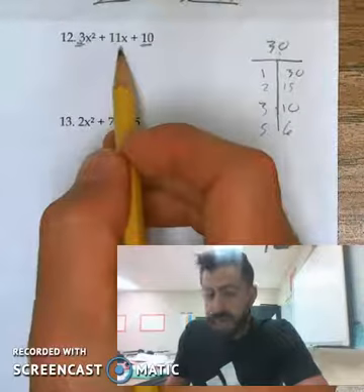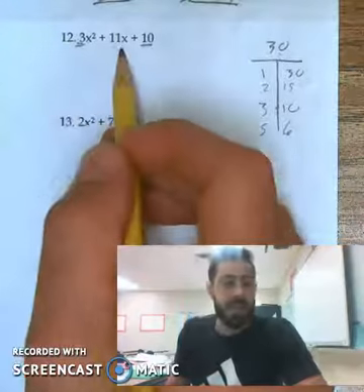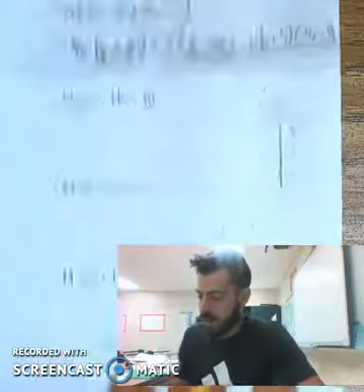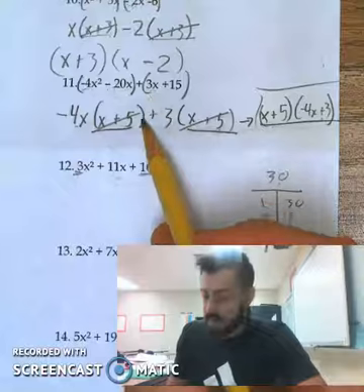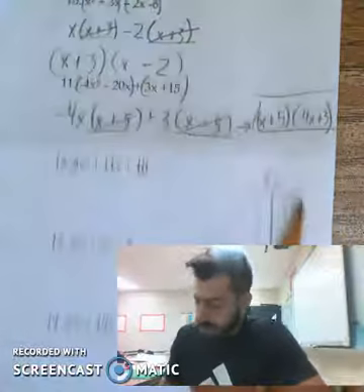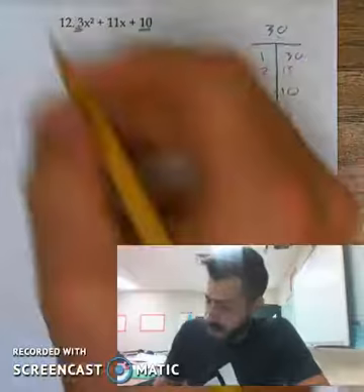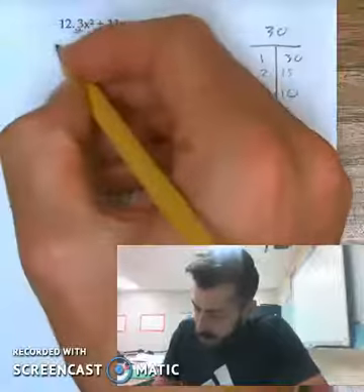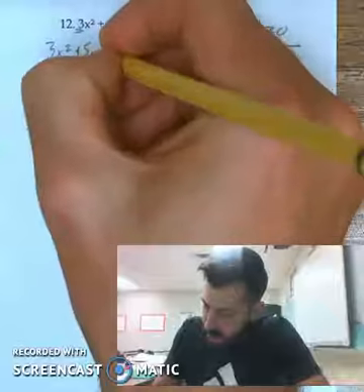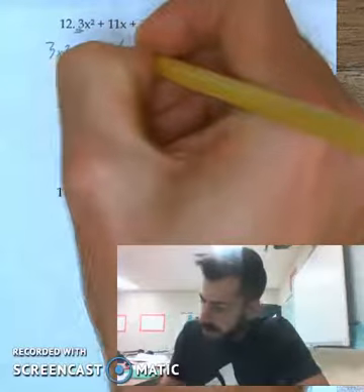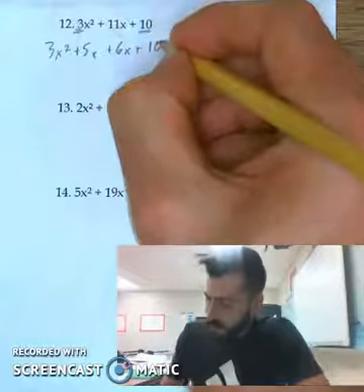So we can rewrite 11x as 5x plus 6x. Just like we could rewrite negative 20x plus 3x as negative 17x, we can go the other way. So let's do that. I'll rewrite this whole expression: 3x squared plus 5x plus 6x plus 10.